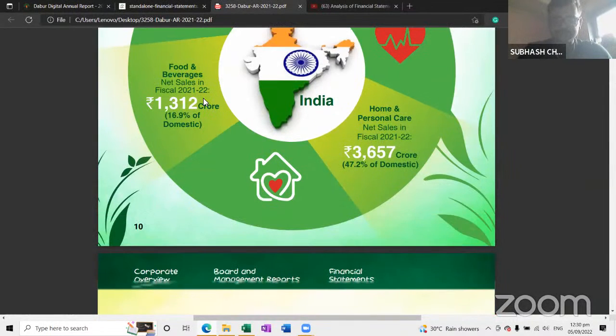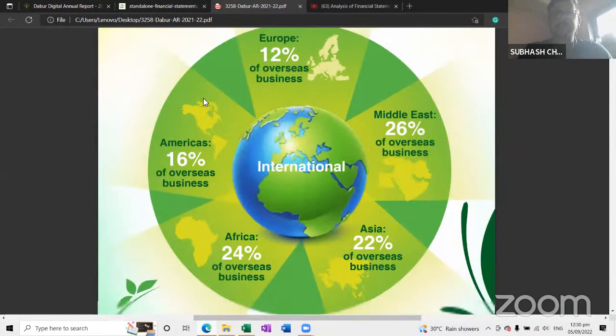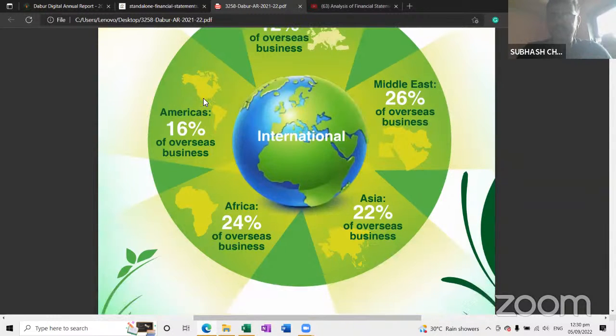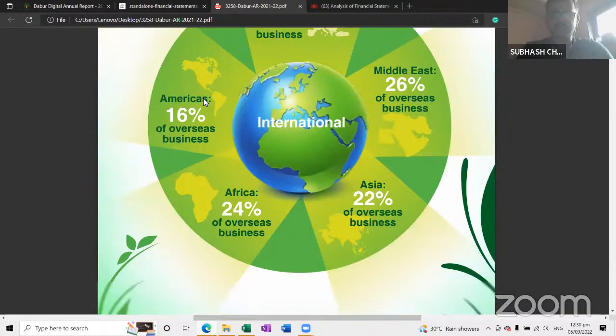Very good. Now see the geography wise business coverage. In the Middle East it's 26%, Asia 22%, Africa 24%, America, Europe. Where is the reach very high? In the Middle East. You can understand that Asia comparatively is in third position.